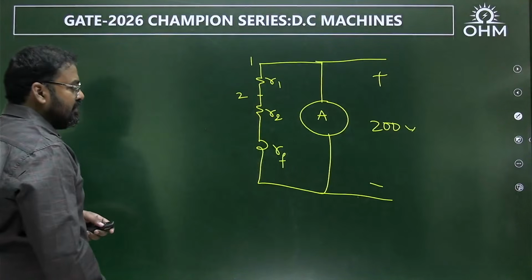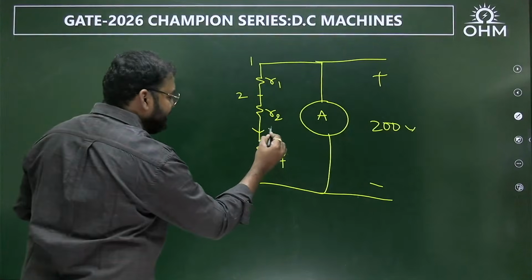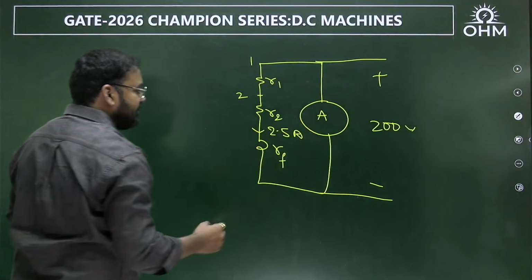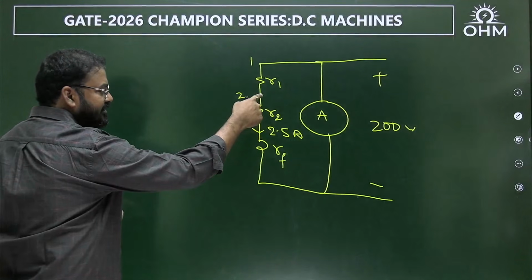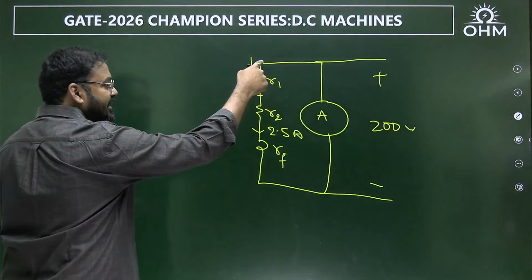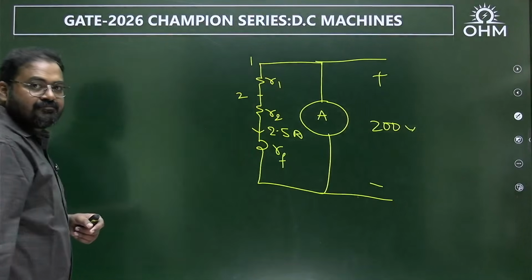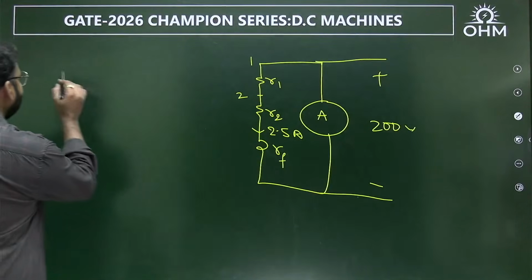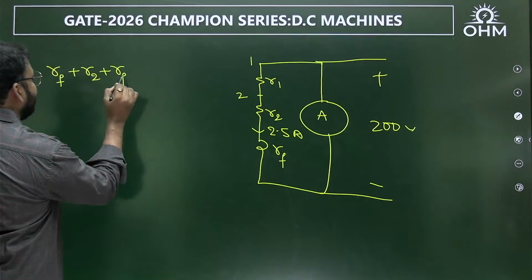Okay. Therefore, could you tell me what is the current that will flow here? Is it not the minimum current, 2.5 ampere? When you place regulator here, 5 ampere. When I place regulator here, 3.75 ampere. When I place regulator here, another 1.25 ampere will reduce to 2.5 ampere. Okay. So therefore, what is RF plus R2 plus R1 equal to?